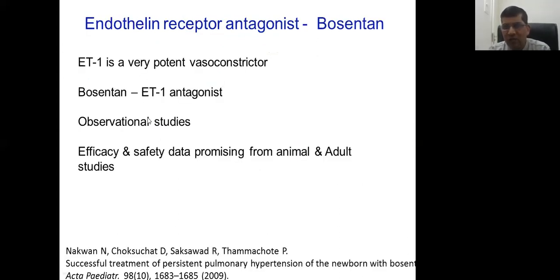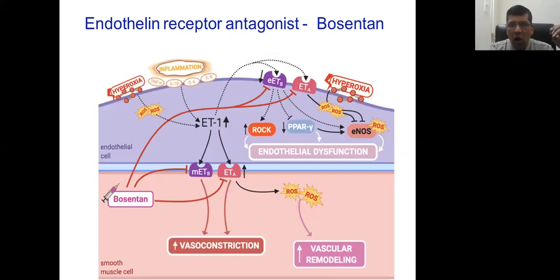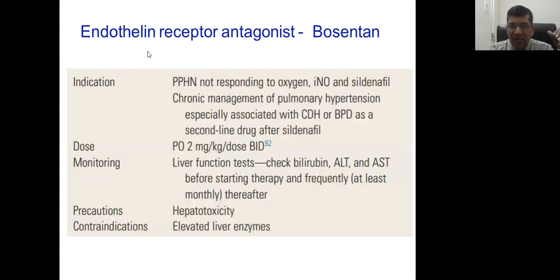What about bosentan? Yes, probably from the Indian setup, that is a good drug. That is an ET1 antagonist. Again, there are observational studies and future trials. Bosentan has ET receptor antagonism, because the ET receptor has a constrictor effect, so blocking it leads to relaxation and vasodilatation. Hence bosentan is used in PPHN not responding to oxygen or inhaled nitric oxide, mainly for chronic pulmonary hypertension.